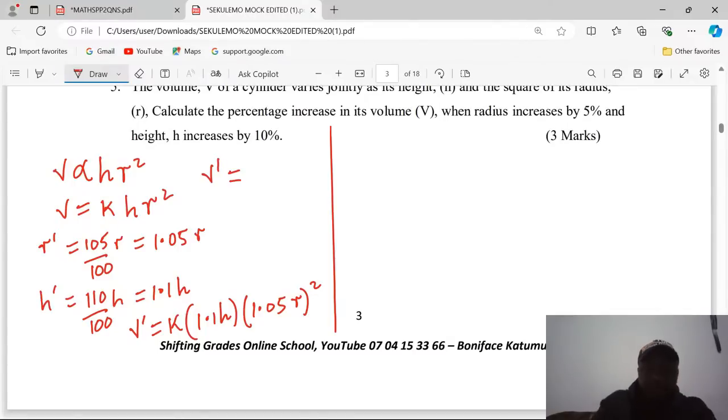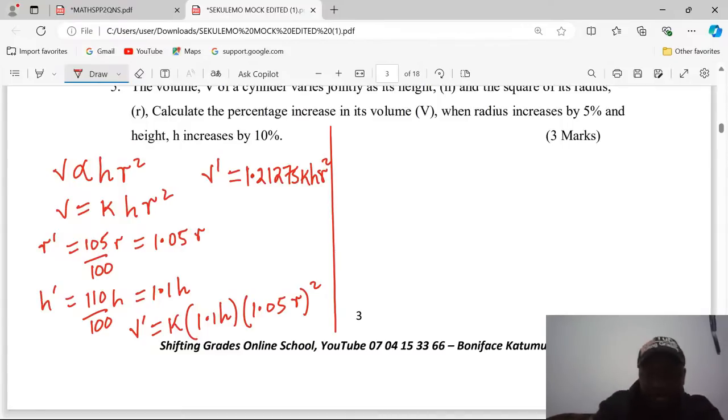This shall be 1.21275 K H R squared. So this is the new V.